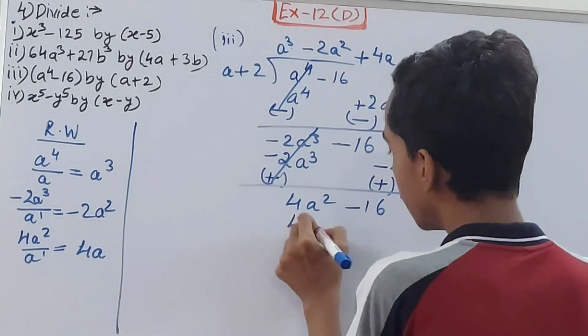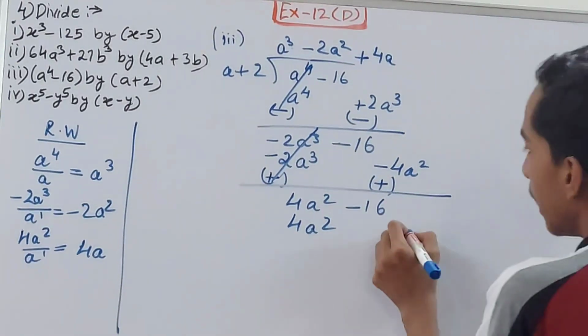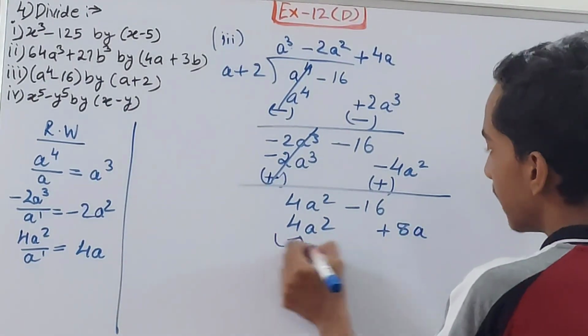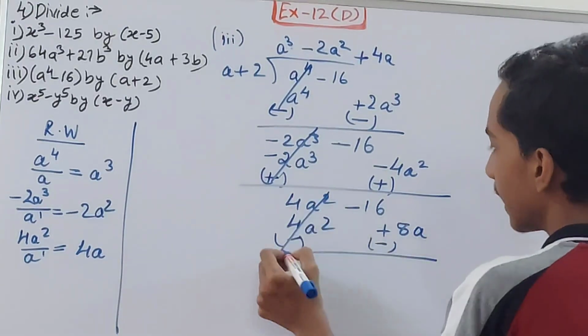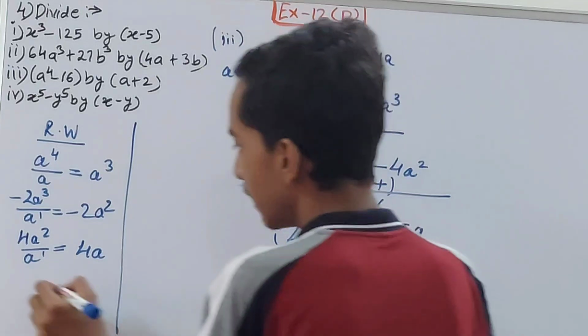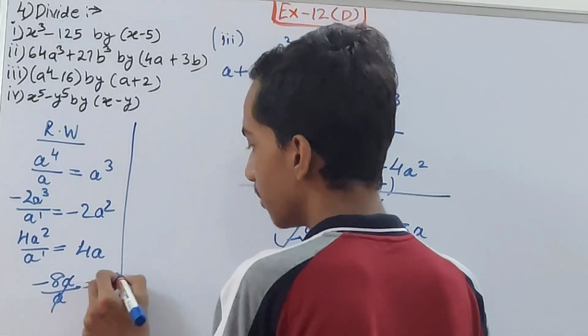4a into a will give you 4a square. 4a into 2a will give you what? 8a. Fine. Change the sign, minus, minus, this will cancel, minus 8a minus 16. Now divide, minus 8a, you divide by a, so a will cancel, you are left with minus 8.